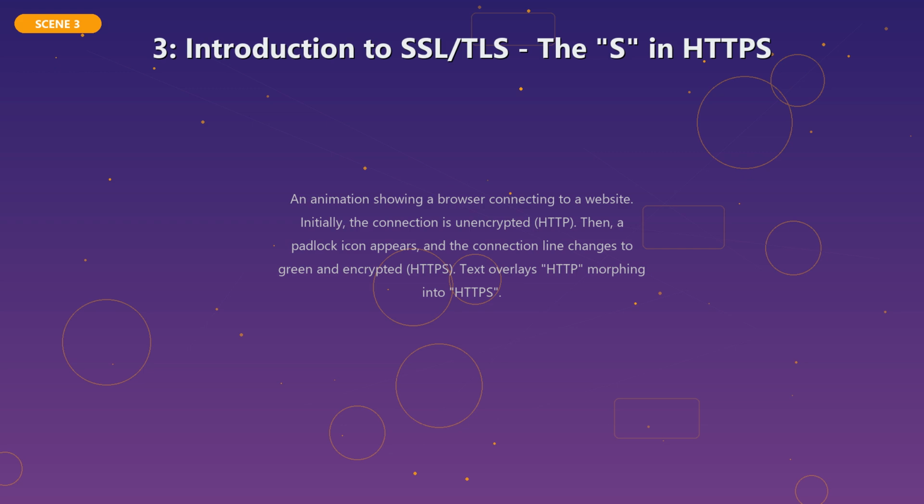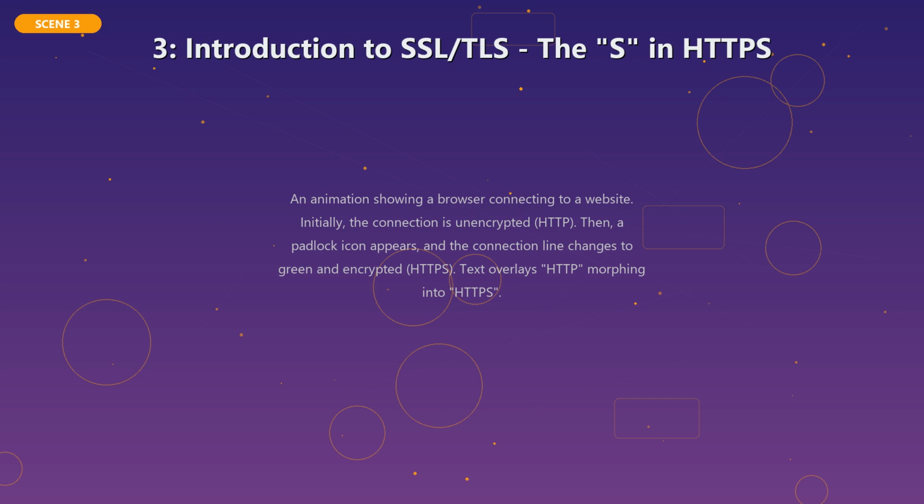Let's clarify the terms. SSL, or Secure Sockets Layer, was the original protocol developed by Netscape back in the 1990s. It revolutionized web security. However, due to various vulnerabilities discovered over time, SSL has been deprecated. Its successor, TLS, or Transport Layer Security, is what we primarily use today. While many still colloquially refer to it as SSL, practically speaking, modern secure connections use TLS versions like 1.2 or 1.3. Think of TLS as the more robust, more secure evolution of SSL.